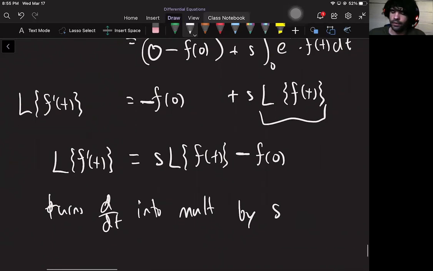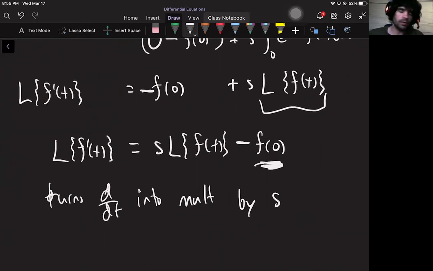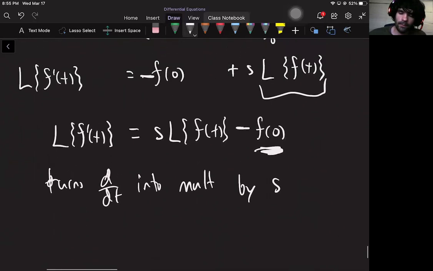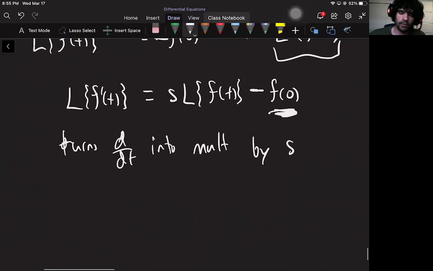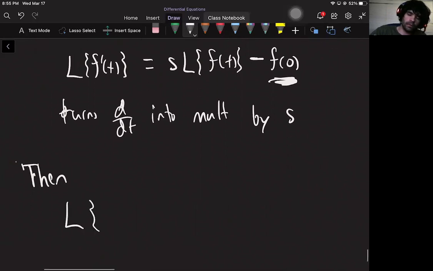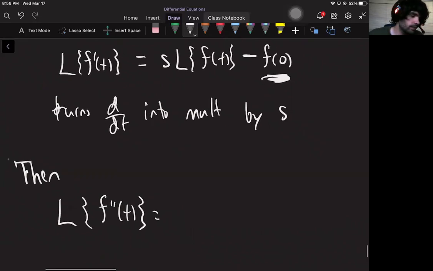But then you also have to know what your function does at 0. Okay, so if I do the second derivative, I should be able to establish the pattern. So let's do that. What is the Laplace transform of the second derivative?